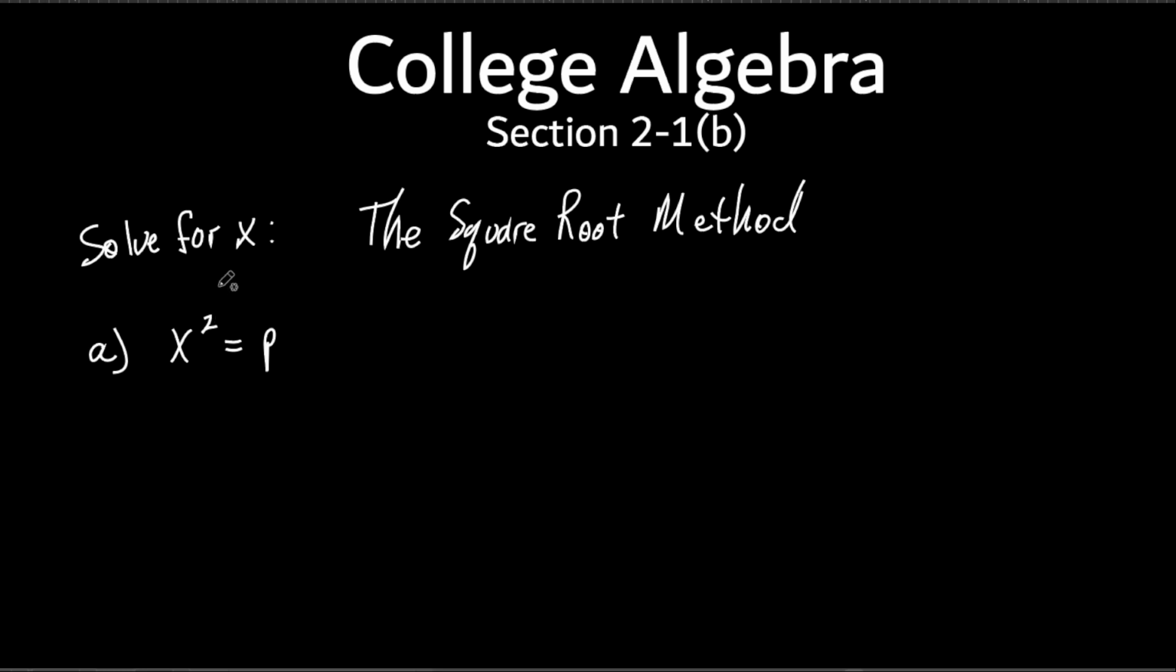Now, how do we get rid of something? Let's go back in time a little bit. What if something was being added to x? How would we get rid of it? We'd subtract, right? What if something is being subtracted from the x? How would we get rid of it? We would add. So basically, we always do the opposite, okay? What's the opposite of squaring something? Taking the square root. And that's going to get rid of a square.